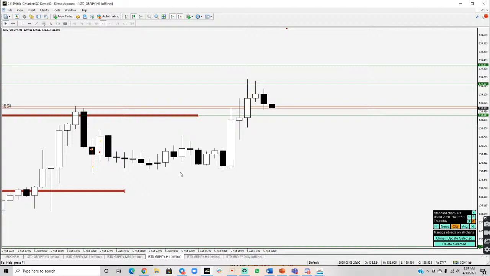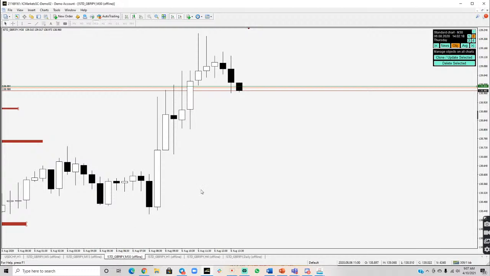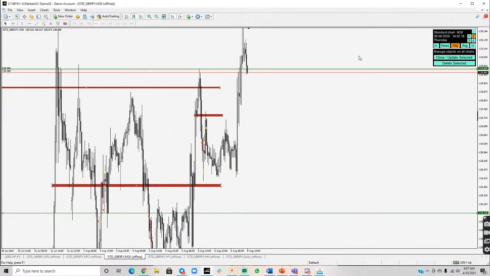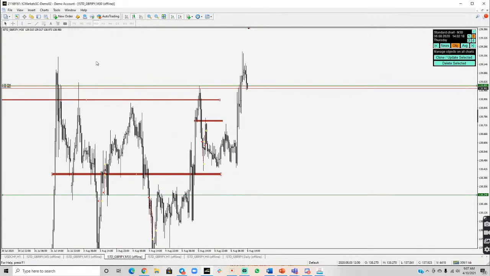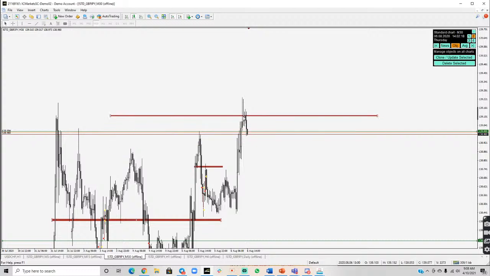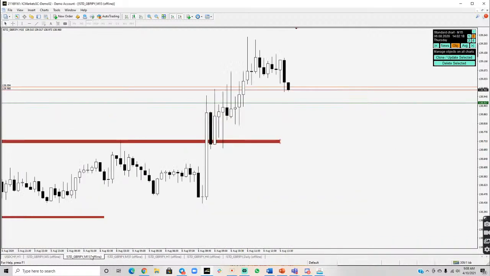So what I'm going to do now, I'm just going to do some clean analysis. All right, so as you can see, we got this wick fill overall, and we now have a new resistance here. We have a support here. This is on the 30-minute time frame. Yes, so we have a support here.